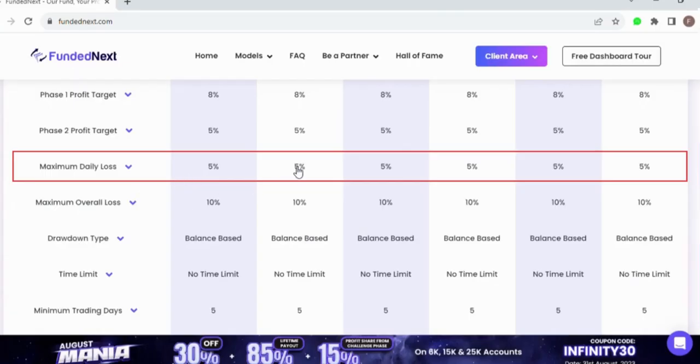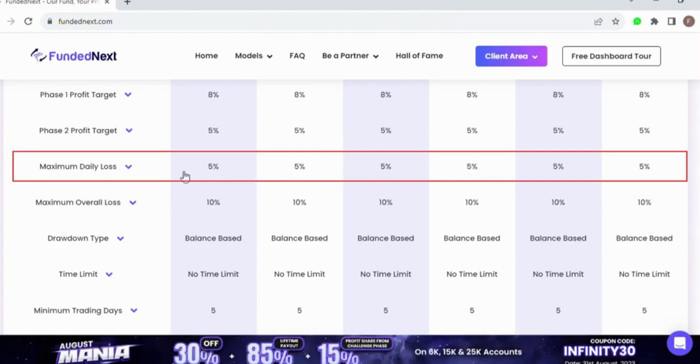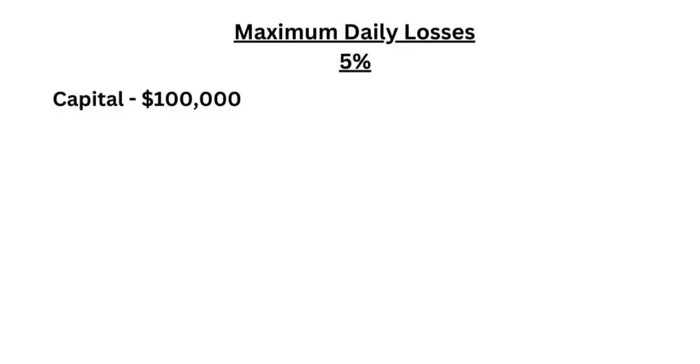What we have next is the maximum daily loss, which is 5%. We are going to do the calculation of this also in our worksheet. Maximum daily loss of 5% using a capital of $100,000. In a single day, you're not expected to have less than $95,000 in your account balance. That means you can lose up to $5,000, making the 5%.